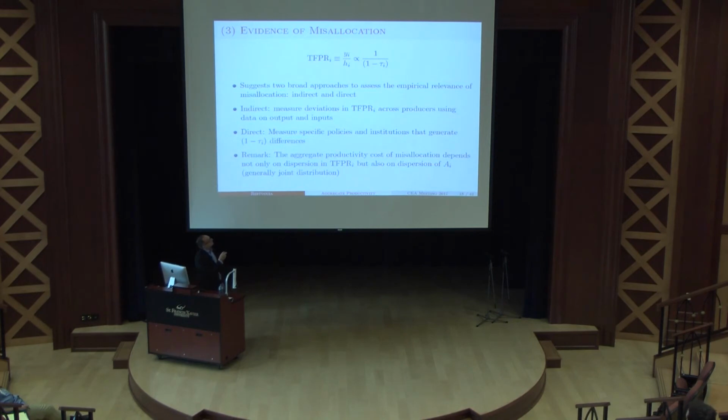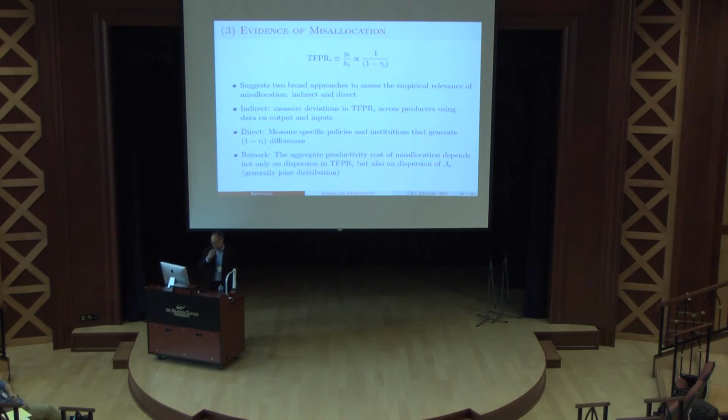Alternatively, to the extent that something like this is related to these wedges, I could go into the details of the institutions or the policies that will directly give me measures of the taus, okay? And then use some framework to see how those taus may translate into productivity gaps, okay? We call these types of approaches indirect and direct. Of course, there are also things in the middle, okay?